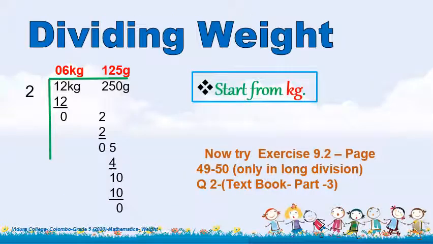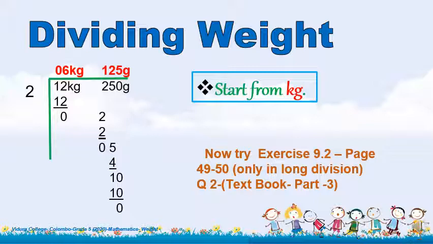Now we are going to divide weight. So we know division is the opposite of multiplication. So here you start your division from the kilogram side. The given number is 12 kilograms and 250 grams. You have to divide by 2. So 2 is the divisor. 12 kilograms and 250 grams is the dividend.